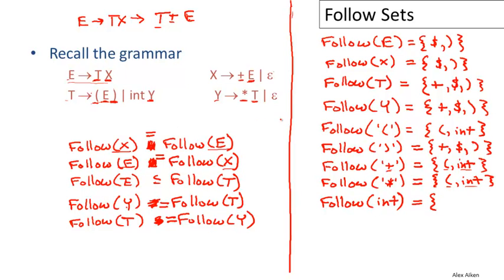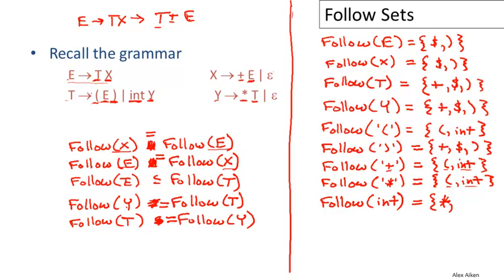Okay, and where is that used in the grammar? Well, it's right here. All right. So what's going to be in the follow of int? Well, it's going to include everything in the first of Y. Okay, and what's in the first of Y? Well, times was in the first of Y, and epsilon was in the first of Y. But remember, we don't include epsilons in follow sets. So Y contributes times to the follow of int.